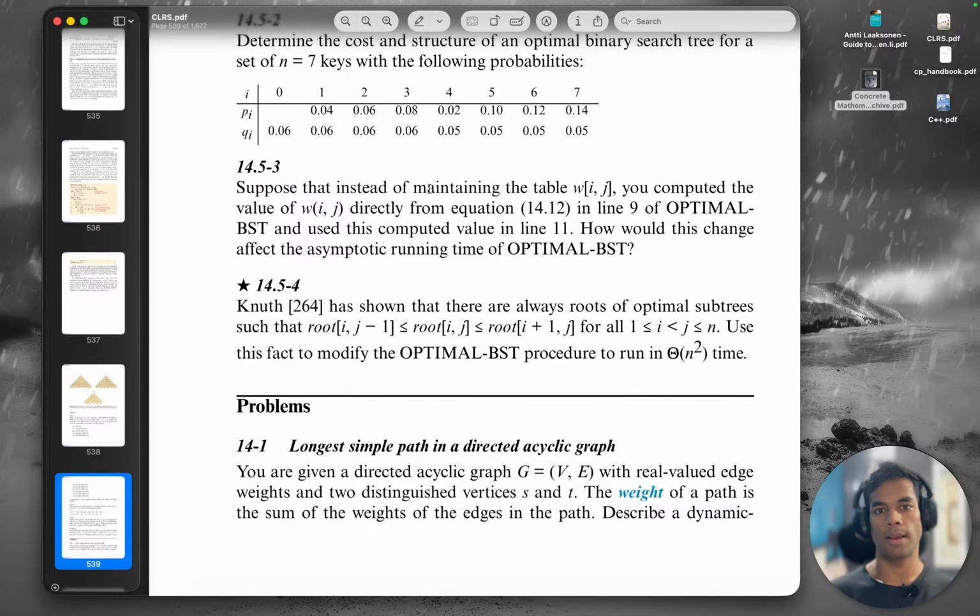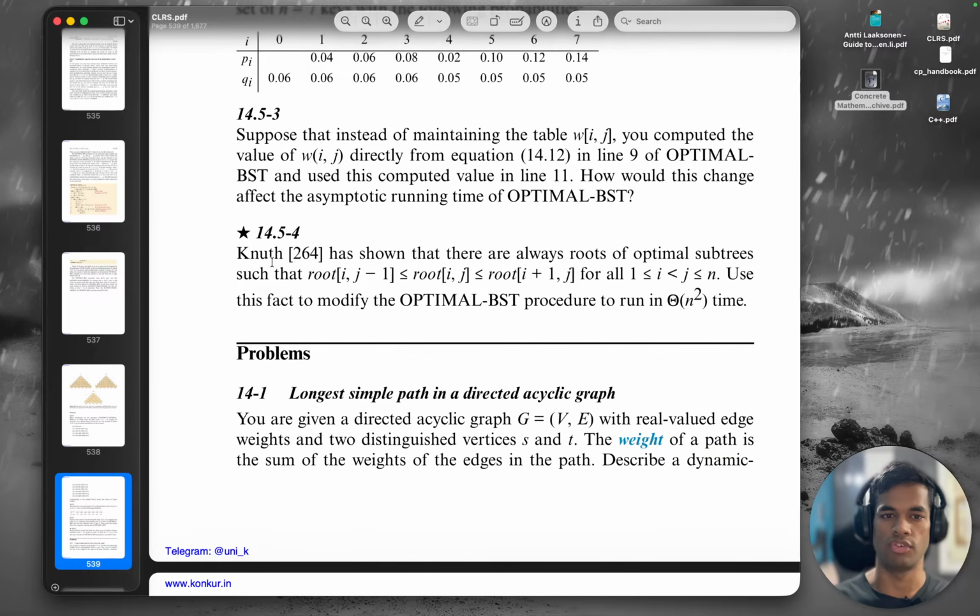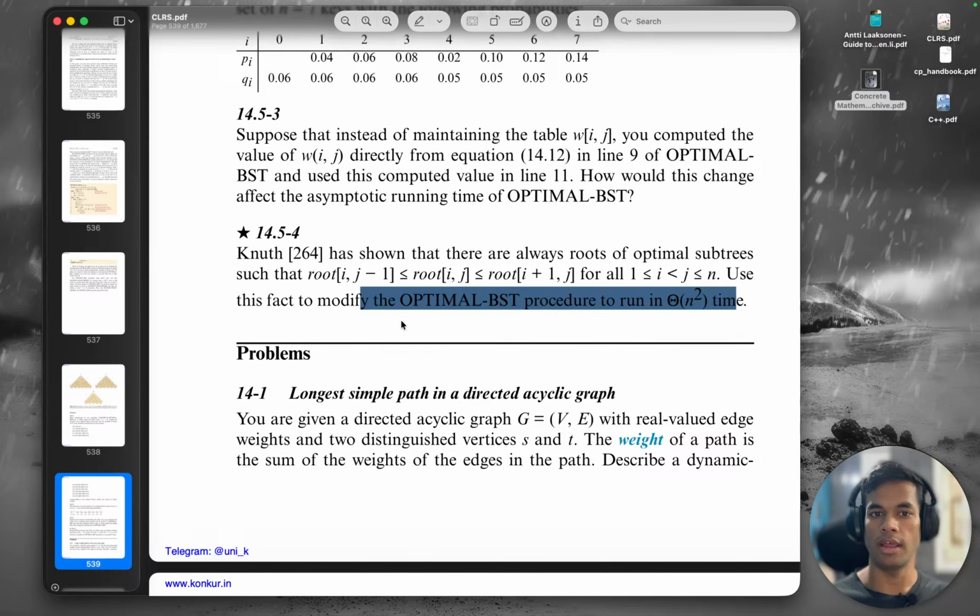Suppose that instead of maintaining the table w[i][j], you computed the optimal value w[i][j] directly from equation 12.9 and line optimal BST used this computed value in line 11. How would this change the asymptotic running time? Asymptotic running time would be the same. It will not change. Knuth has shown that there are always roots of optimal subtrees such that... use this fact to modify optimal BST to make it run in quadratic time.